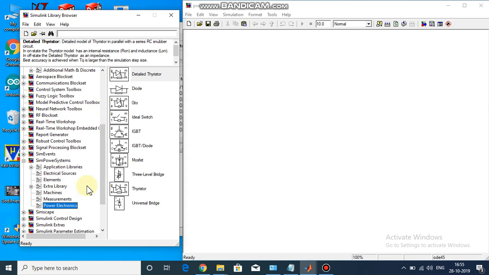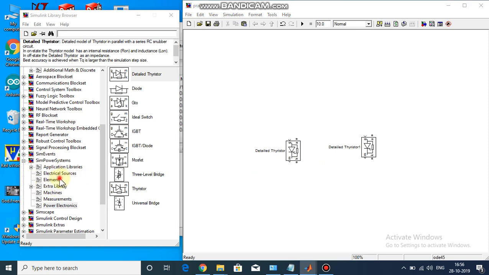In Class C commutation circuit, the first thing that we see is a thyristor. There are two thyristors. So just drag thyristors from here. Again, drag a thyristor from here, and we'll just arrange it. To rotate these thyristors, we'll just press Ctrl R. Remember, it's Ctrl R, not just R. Just R is for zooming in and out. Okay. Now we have a detailed thyristor over here.